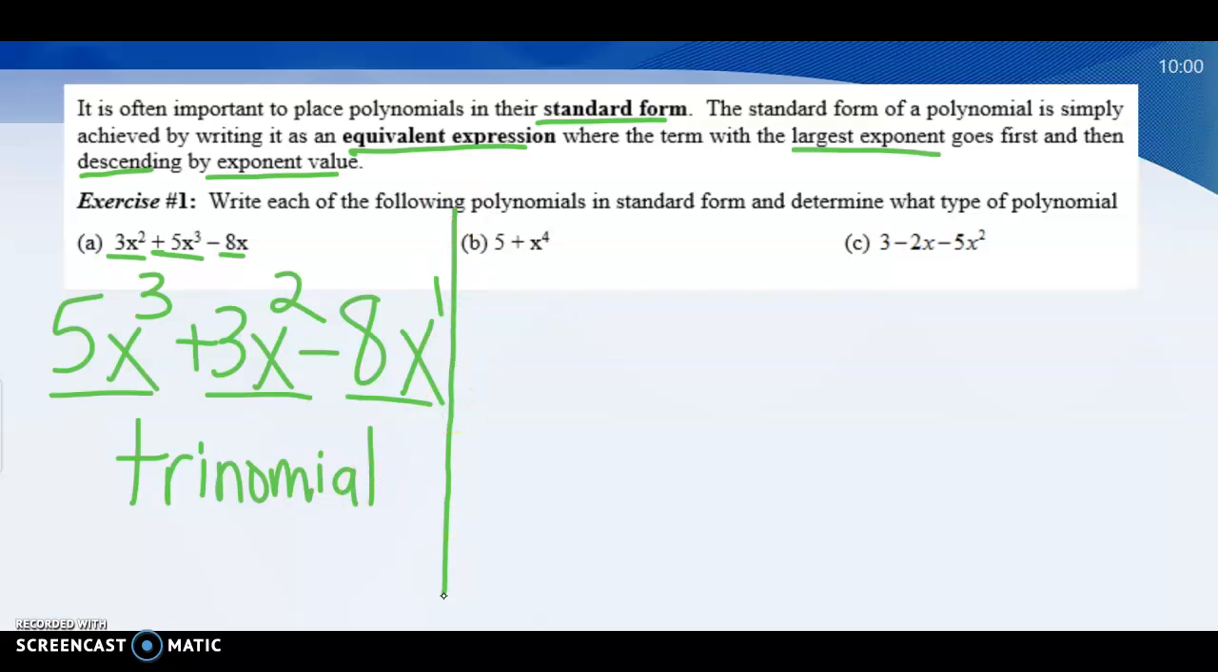Next up, we have 5 plus x to the fourth, and we want to write this in standard form, descending order. Be ready for either one of those. Largest exponent first. I know that this is just a 1, but x to the fourth goes first, and then the 5 would go next. Okay, so we switch the order. We're using the commutative property. Remember that one from the beginning of the year?